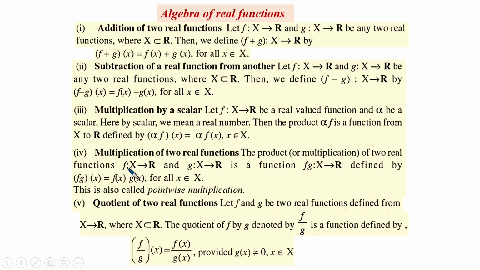Okay, these are all very trivial. And multiplication of two real functions, that is if you have f and g, this is the function f times g, f into g. I can write f into g of x as f of x times g of x for all x belonging to this set X. This is also called pointwise multiplication. And quotient means the division of two real functions. Suppose you have f and g as two real functions, then you can define f divided by g of x as nothing but f of x divided by g of x, provided that g of x is not equal to 0 and x belongs to the set X.